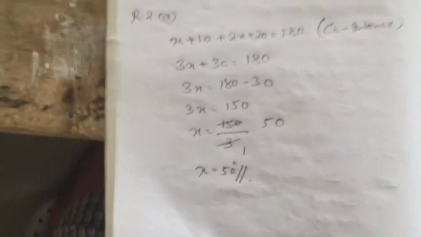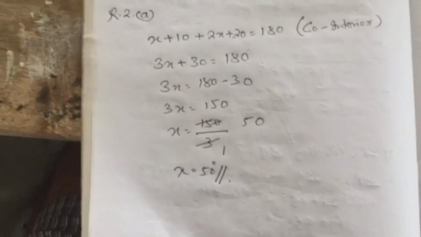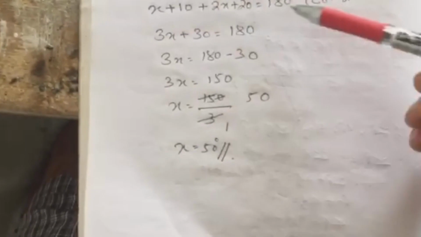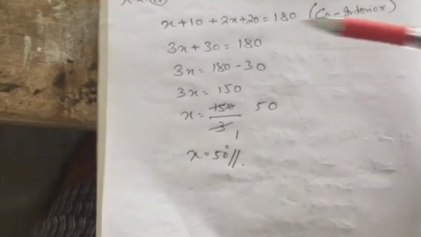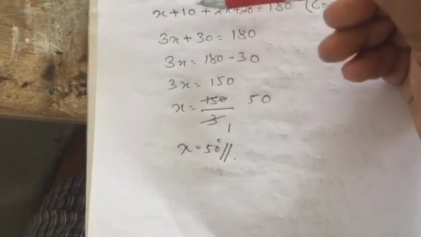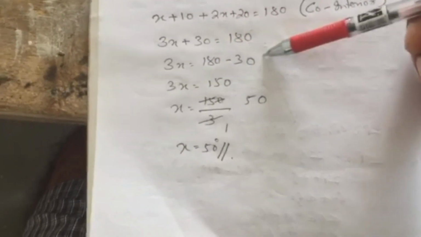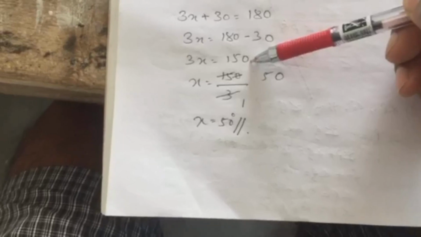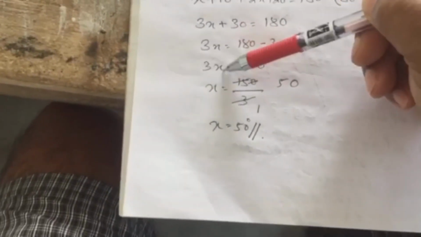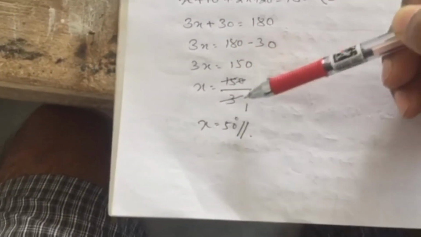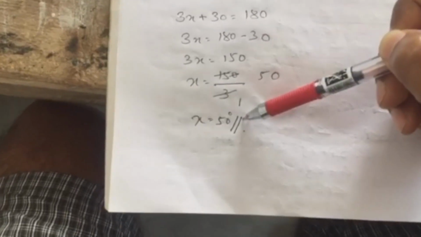So similarly I have done it. The first angle is x plus 10, the second angle is 2x plus 20. When I add it, I get 180, it is co-interior. So x plus 2x is 3x, 10 plus 20 is 30 and this side is 180. So plus 30 goes to that side, it becomes minus 30 and it comes to 150. On the other side we had 3x. So keep the x alone, 150 by 3, that comes to 50. The value of x is 50.